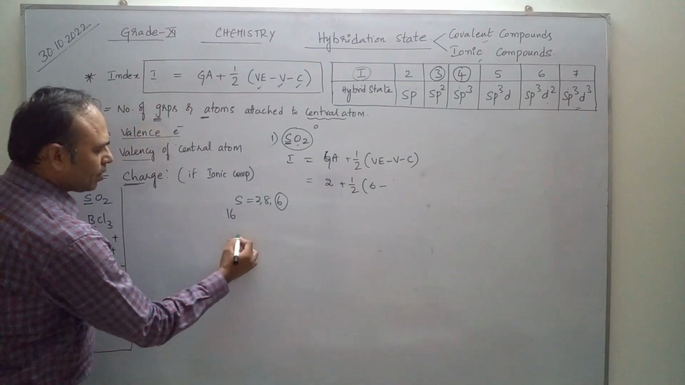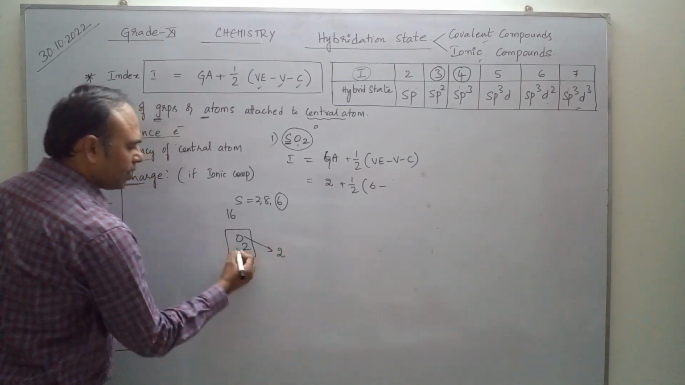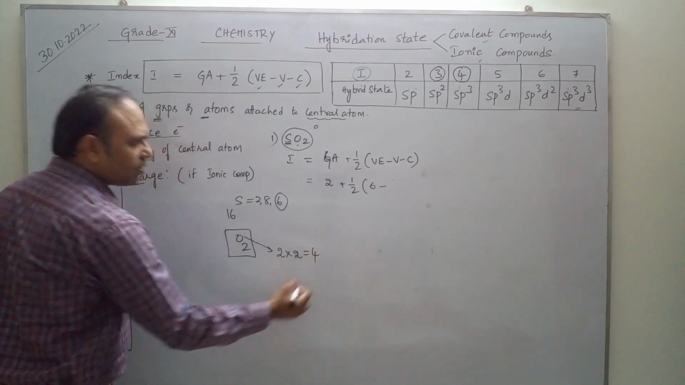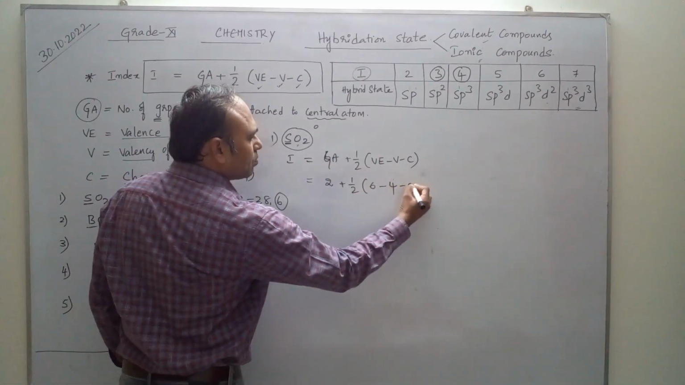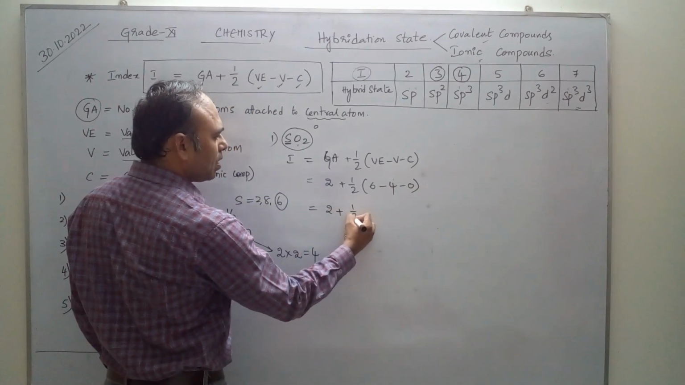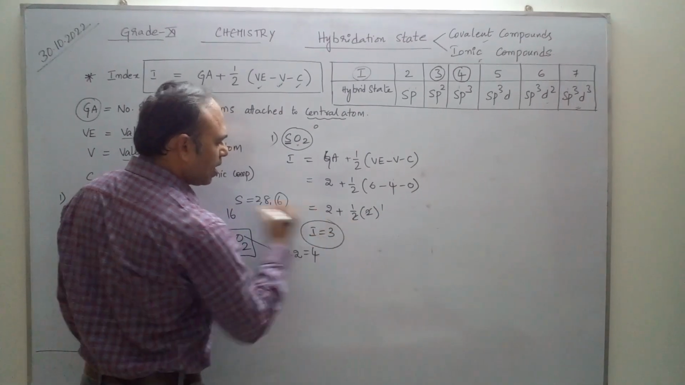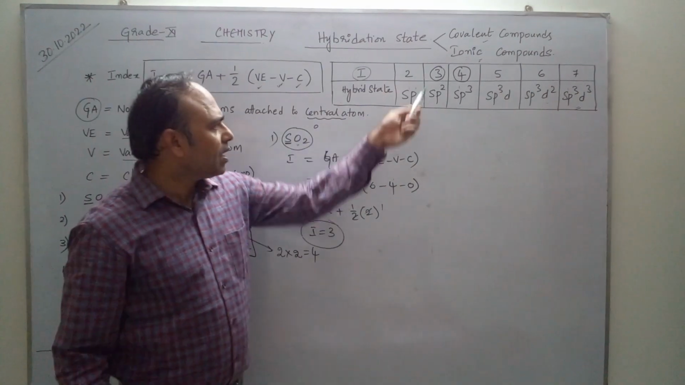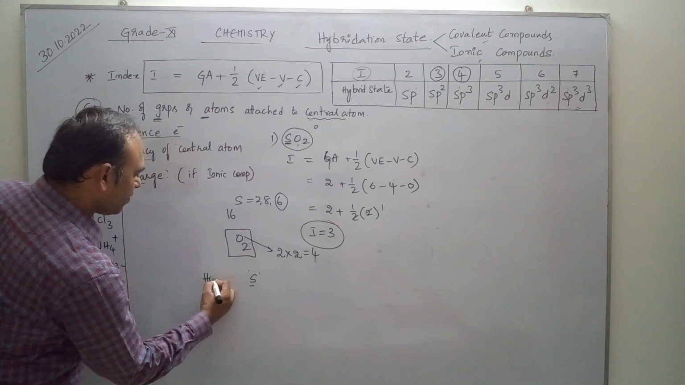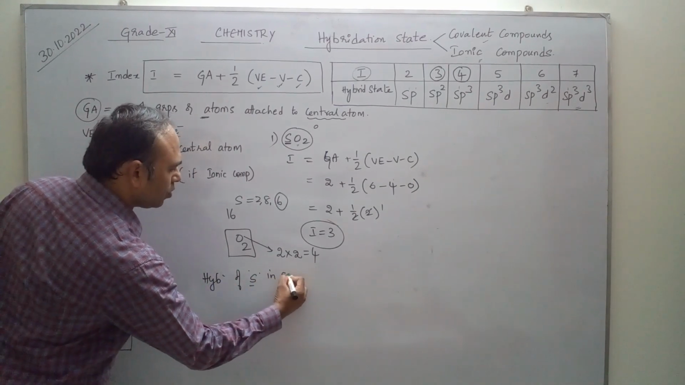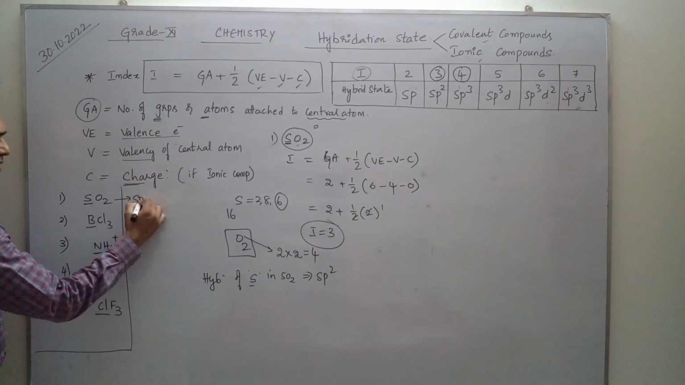Now what is the valency? We have 2 oxygen atoms, and the valency of oxygen is 2, and how many atoms are there? 2 atoms. Hence V will become 4. Hope you are able to understand. Now the charge is 0. 2 plus half into 6 minus 4 is 2. Cancel it. 2 plus 1 is 3. Hence we say that the I value is 3. If I is 3, hybridization is sp2. Hence we can say that the hybridization of sulfur in SO2 is nothing but sp2. So let us write the answer here, sp2.